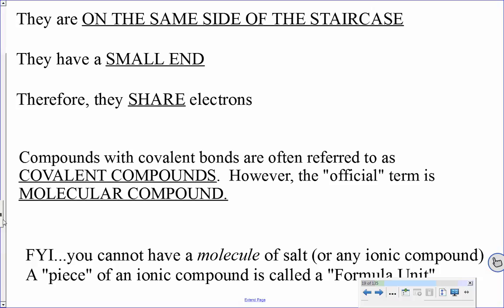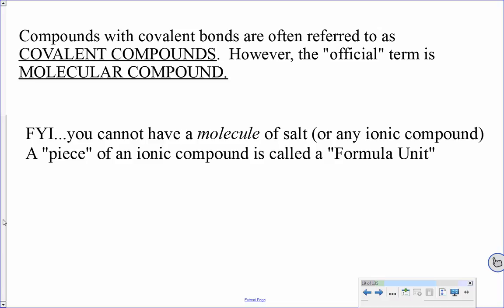Compounds with covalent bonds are often referred to as covalent compounds. However, the official term is a molecular compound. So when I tell you you have a molecular compound, it actually means you automatically have a covalent bond, not an ionic bond. And just a little terminology note, you can't actually have a molecule of salt. Just one single NaCl, for example, would actually be something called a formula unit. We don't make a huge deal about that, and we don't worry a ton about that terminology, but it is kind of important to know. When you hear molecular compound, that's a ding, ding, ding. You've got a covalent bond, you're sharing electrons.